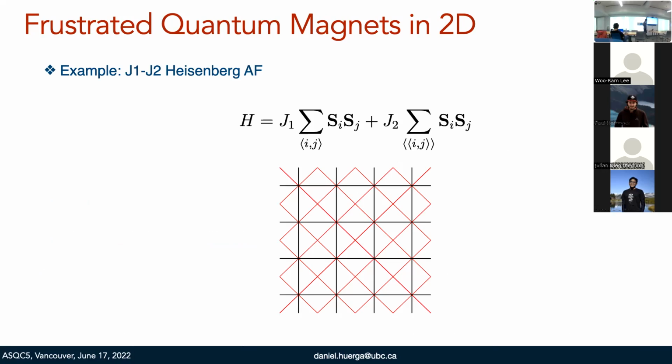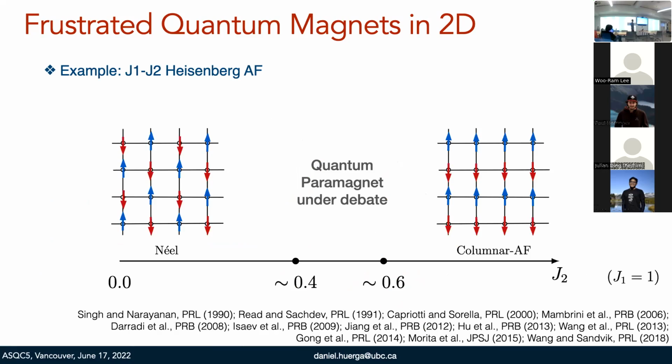So one example is this J1-J2 Heisenberg antiferromagnet. I have sketched the nearest neighbor Heisenberg interactions by the black lines and the next-to-nearest neighbors in red lines. This was originally motivated by the physics of high temperature superconductors. It is still under debate which is the quantum paramagnet phase that lies between the long-range ordered Néel and the long-range ordered columnar antiferromagnet.